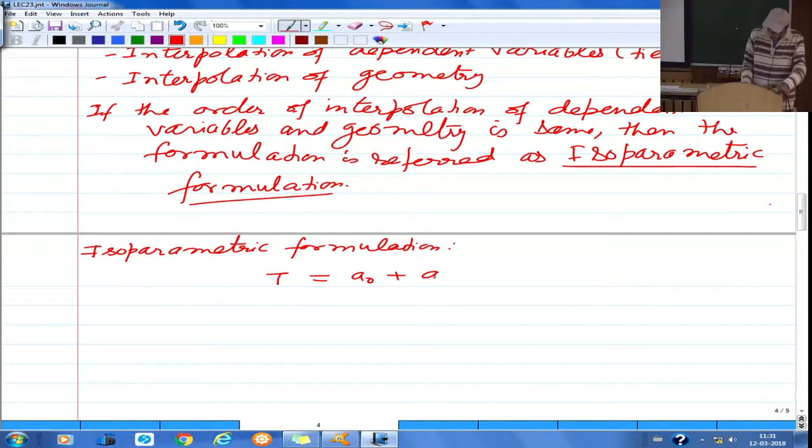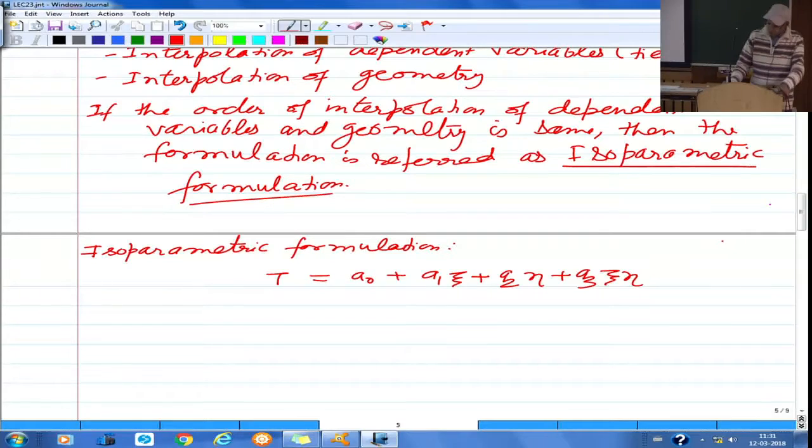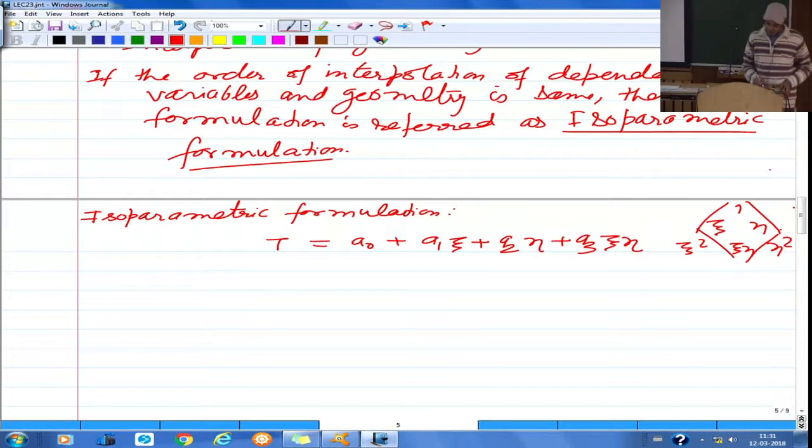So I can write this as a0 plus a1 xi plus a2 eta plus a3 xi eta. Again we are using the Pascal triangle: 1, xi, eta, then xi square, xi eta and eta square. We are basically taking these terms because we want to take 4 terms here, just taking these terms from this Pascal's triangle. So this is about the interpolation of the field variable, in this case T, temperature, or u and v; there can be 2 variables like in a solid mechanics problem. In addition, we also have to interpolate now x and y.